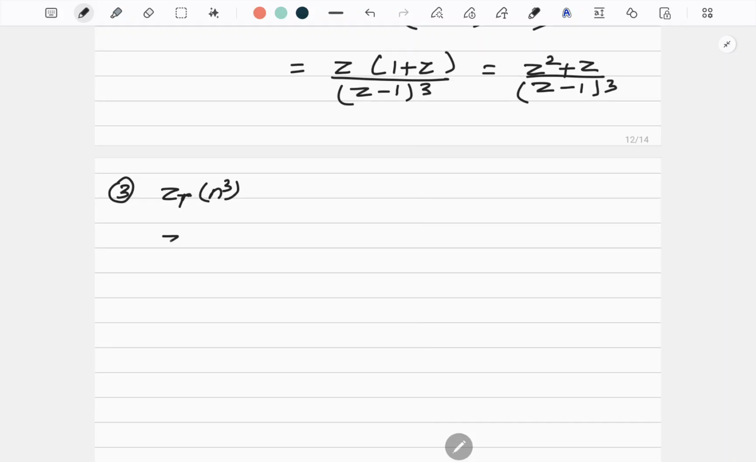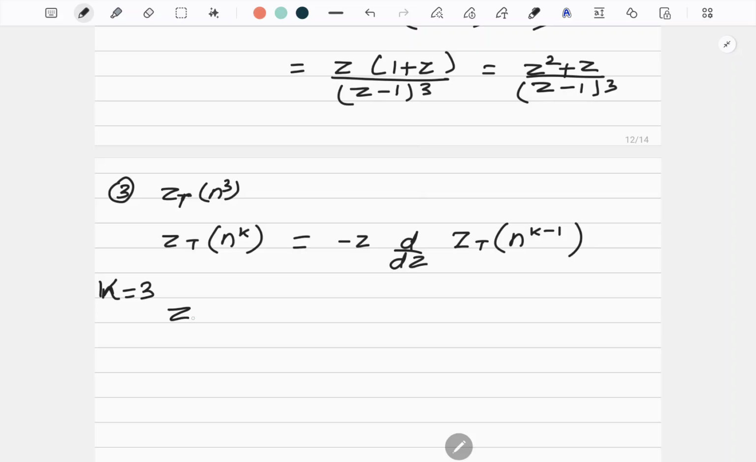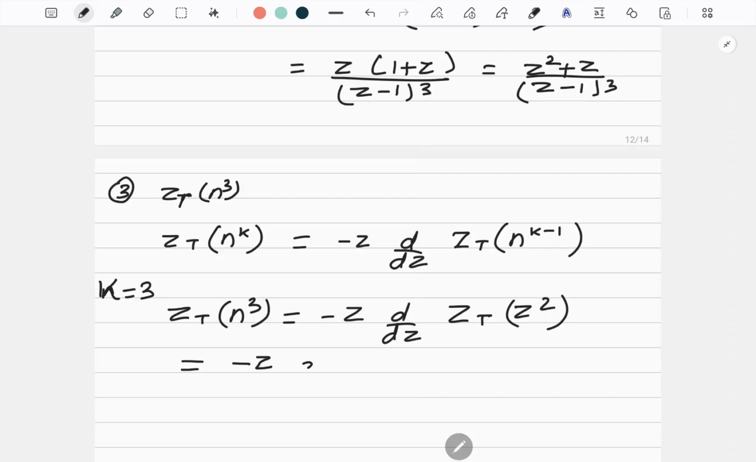So again the same formula: the Z transform of n to the power k is equal to minus z d by dz of the Z transform of n to the power k minus 1. Now put k equal to 3. So I'll have the Z transform of n cube equal to minus z d by dz of the Z transform of n square. I'll write from here because I need space. The Z transform of n square is z square plus z upon z minus 1 cube.